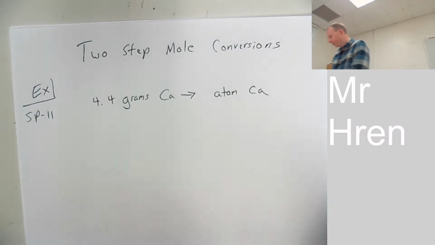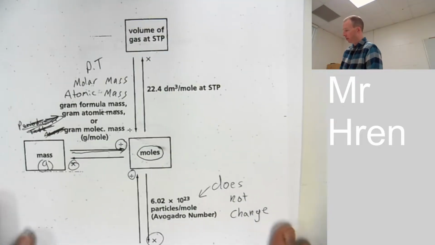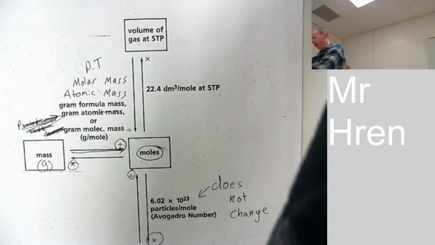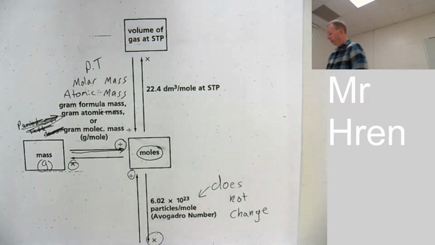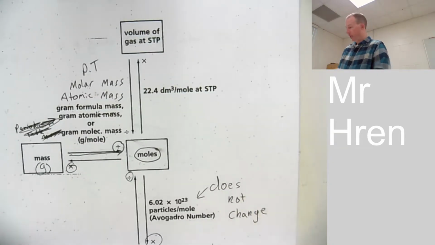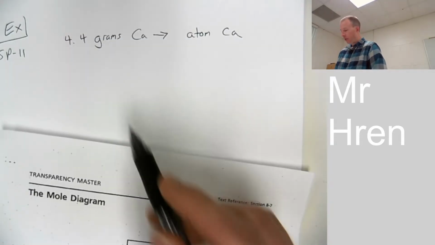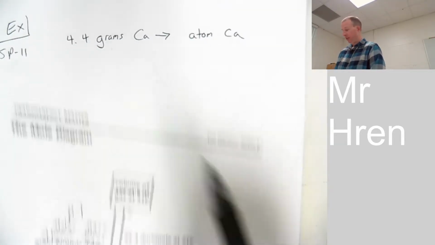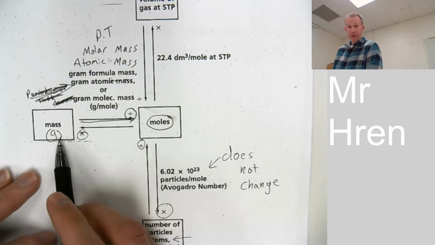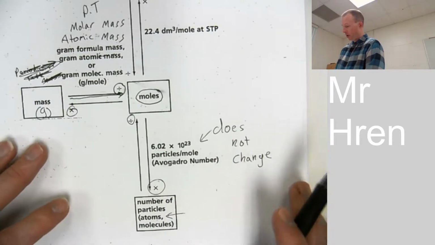So remember, this diagram now is going to be even more your friend than it was before. You're going to use it a lot. It's very helpful. It is very useful. I strongly encourage you to check it out. So in doing this, we are starting with mass. We know that because we're starting with grams. So we're starting with grams of calcium, and it wants us to convert to atoms of calcium. So we're going to go mass.